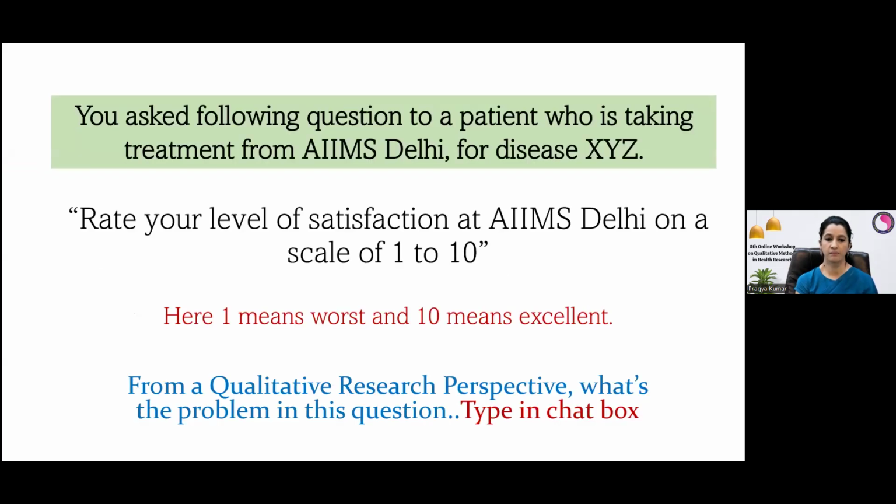So let's start. If I ask this question of a patient who is taking treatment at AIIMS Delhi: rate your satisfaction level at AIIMS Delhi on a scale of 1 to 10, where 1 means the worst and 10 means excellent. From a qualitative research perspective, what is the problem in this question? Can you type in the chat box? From a quantitative perspective, it is okay, but from a qualitative one, what is the problem?